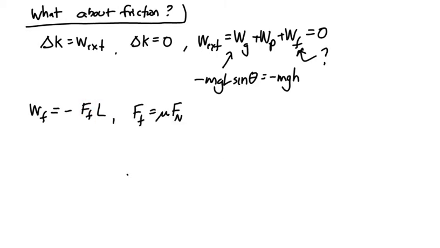Just a cautionary note, a lot of people I see are still writing that the force of friction is mu. That is not the force of friction. Mu is the coefficient of friction. It's the ratio between the force of friction and the normal force. It has no units. It cannot be the force of friction.